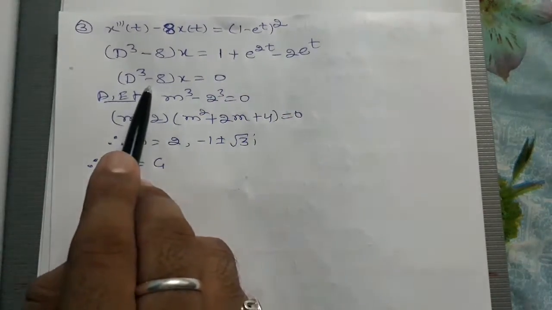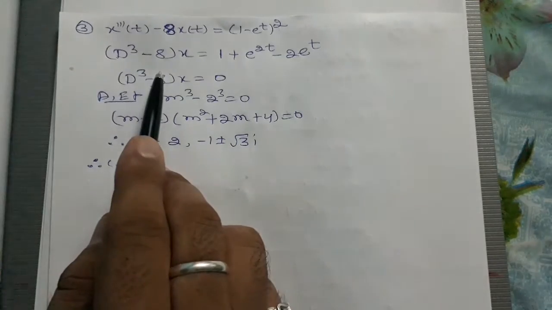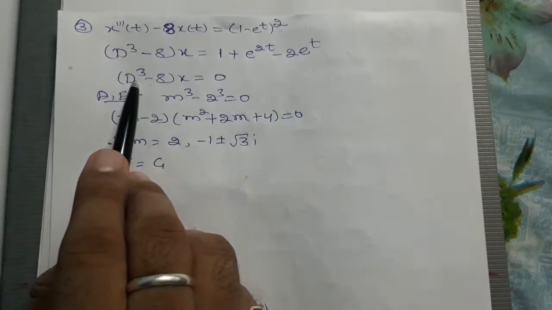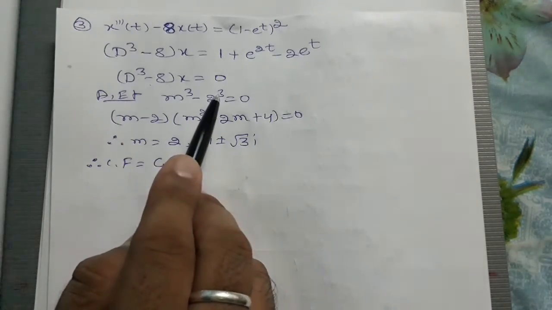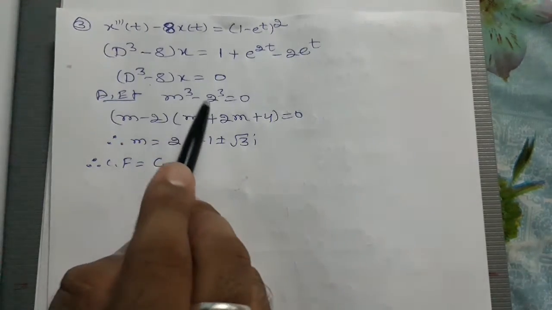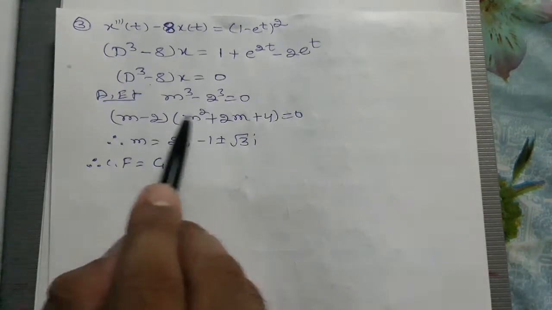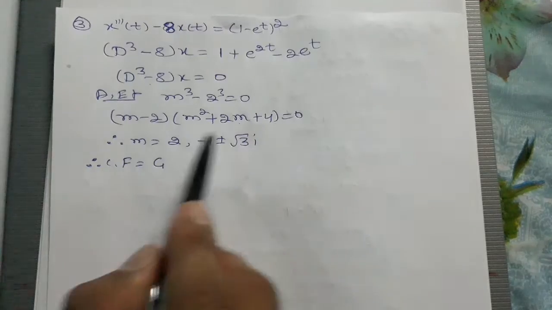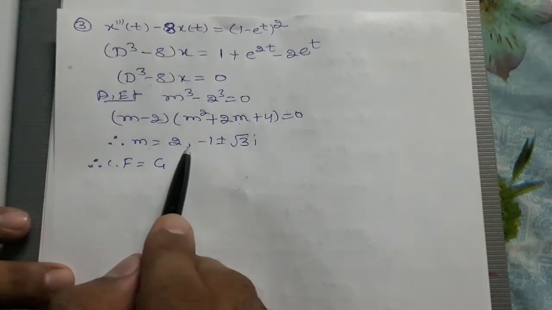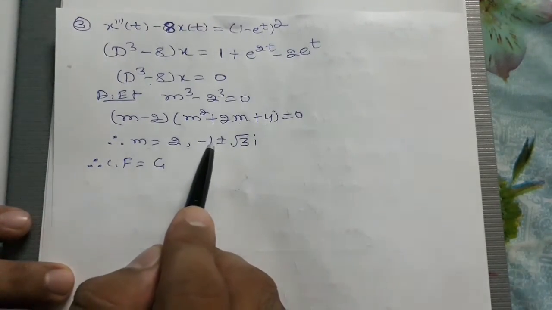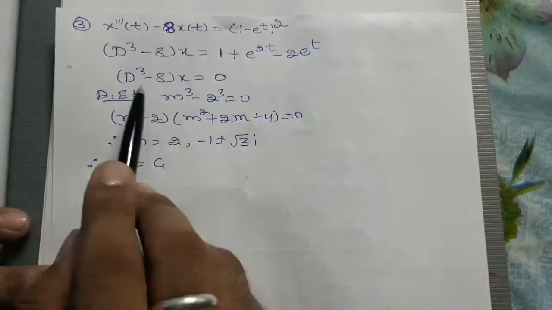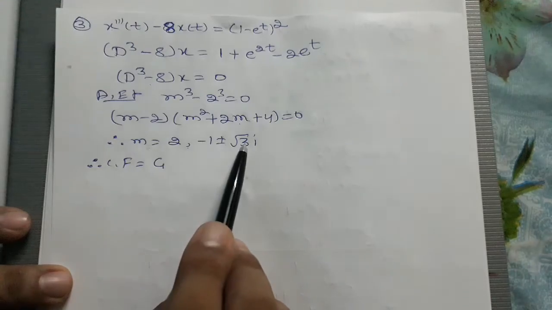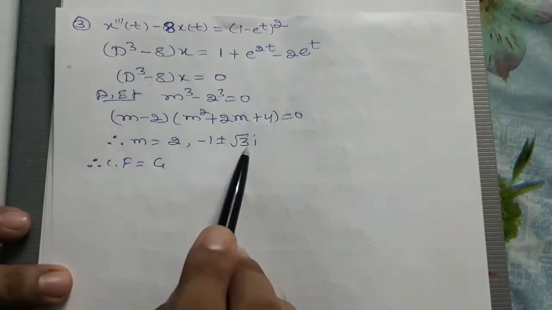Next, I converted this into homogeneous form and then the auxiliary equation by replacing D by m. So now I wrote this as m cube minus 8, that is 2 cube. No need to solve that one, directly you can apply the a cube minus b cube formula, that is (a minus b)(a square plus ab plus b square) equal to 0. So solving this, I'll get m equal to 2, and the other two are minus 1 plus or minus root 3i. So degree 3 means I want 3 roots: one is 2, and the remaining two are minus 1 plus root 3i and minus 1 minus root 3i.